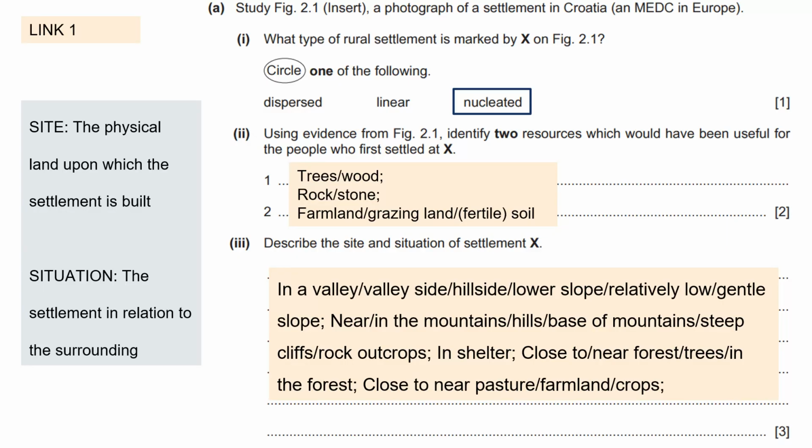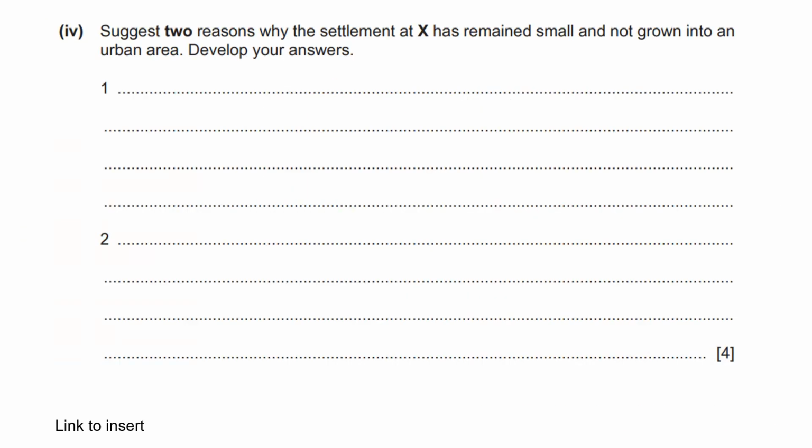Now, in the valley, that's obviously the site of the settlement. So it's near mountains, hillside, base of a mountain, around steep cliff. All those are situations. So it's close to the forest, it's close to pasture or farmland. You just need two situations and one site. You've gotten your full 3 marks.